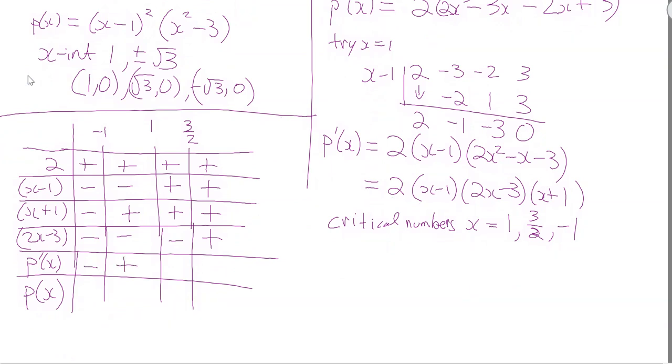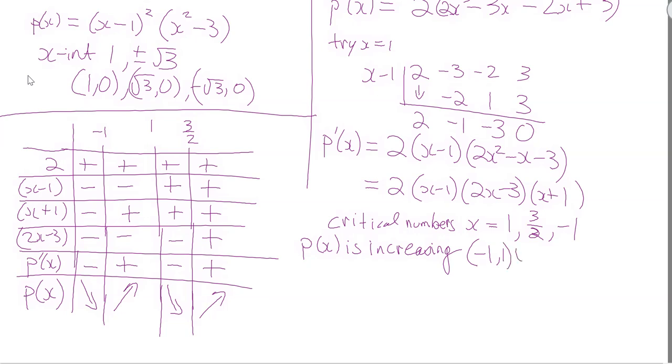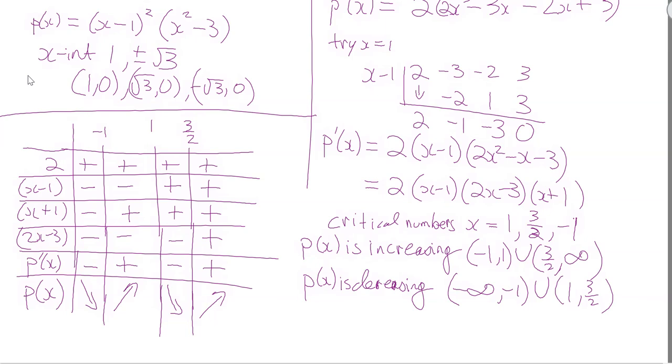Three minus 6. Increasing from negative 1 to 1, and 3 halves. Okay. Decreasing. Okay.